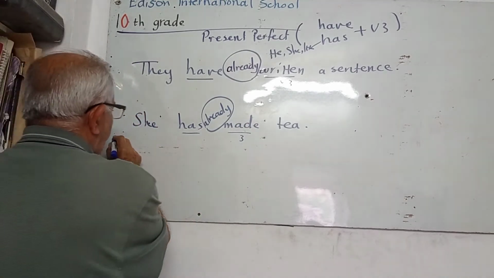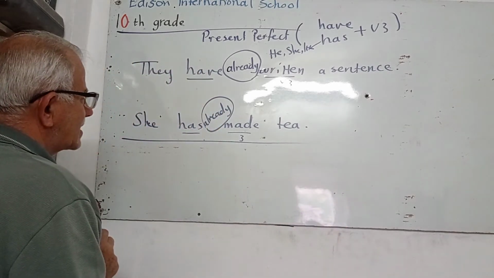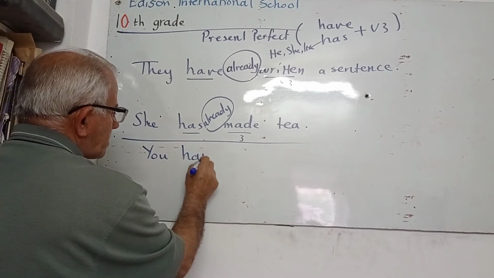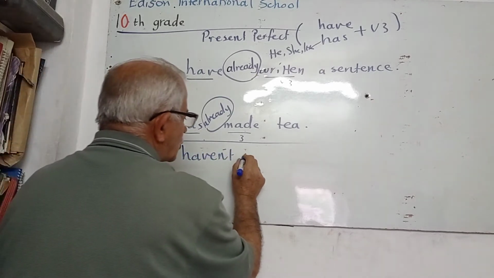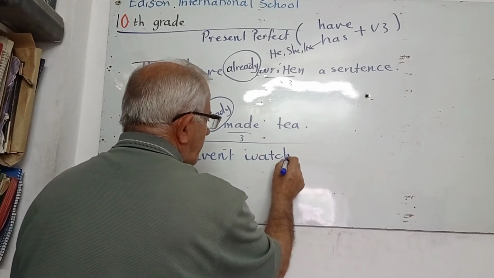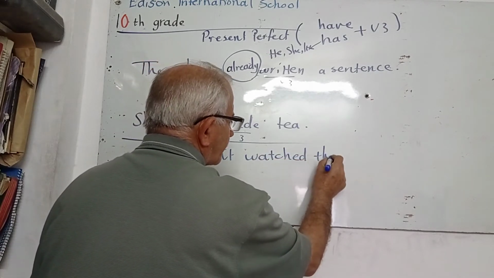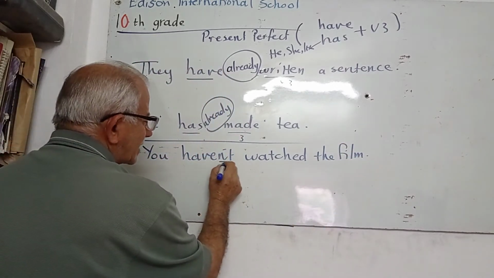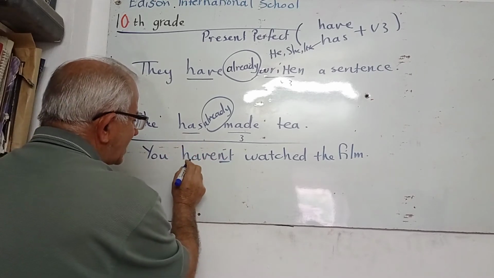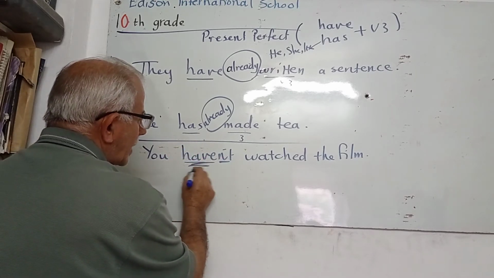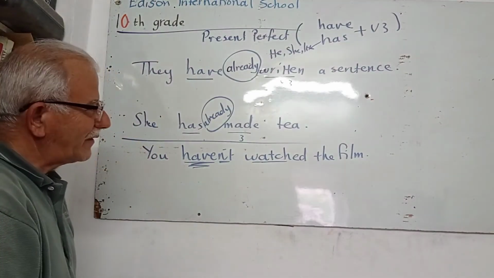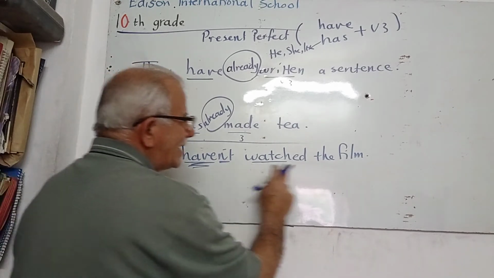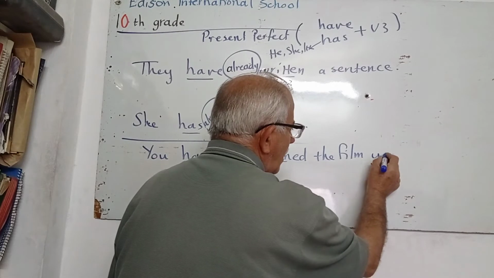Now I will write a negative sentence. You haven't watched the film. Look, this is a negative sentence. Although it's negative, it is present perfect: have and verb 3. But it is negative, so here we put yet at the end of the sentence.